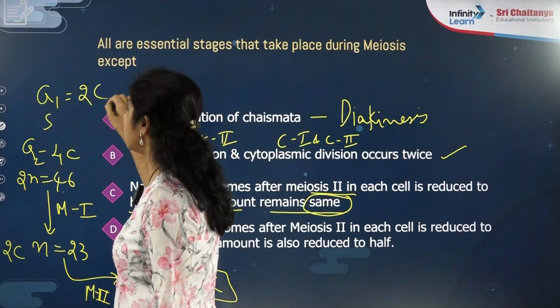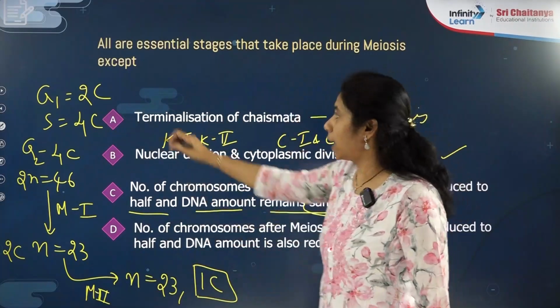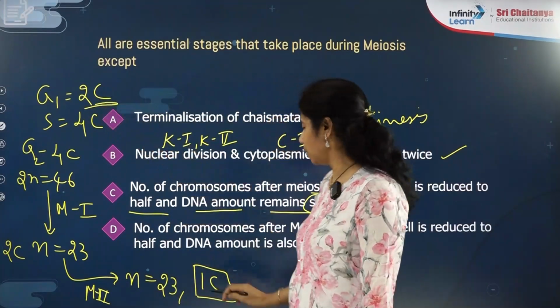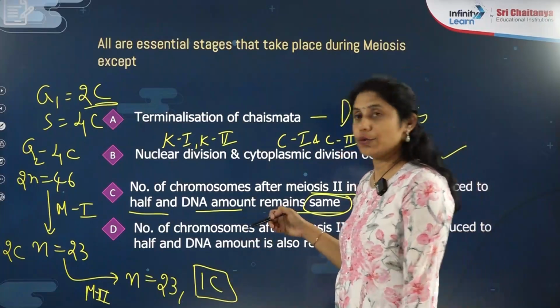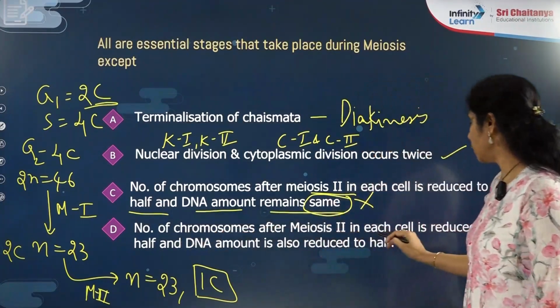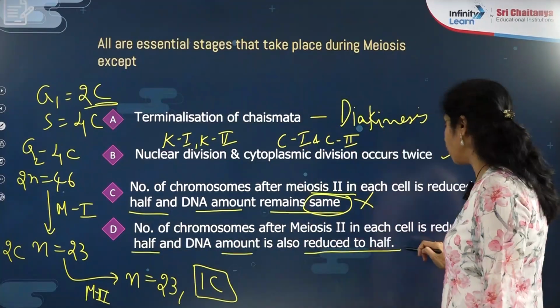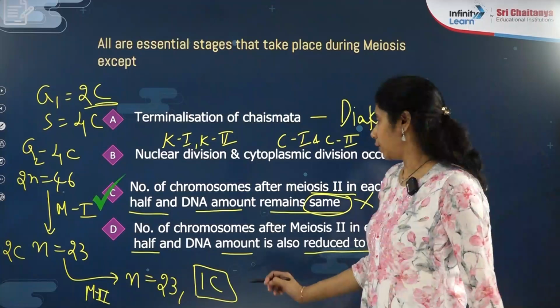And it remains if you take the G1 stage and S stage. In G1, 2C will be there. In S, it will become 4C. So now the DNA content, if you consider with the G1 also, it will be 1C. It is reduced to half. So this option is wrong. So number of chromosomes after meiosis II in each cell is reduced to half. Correct. And DNA amount is also reduced to half. This is correct for this.